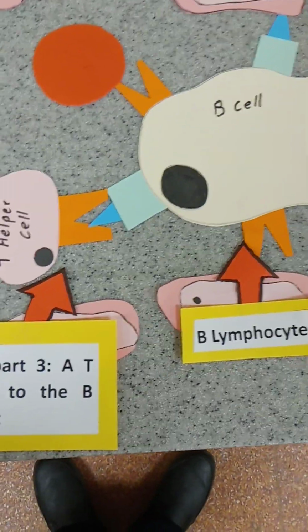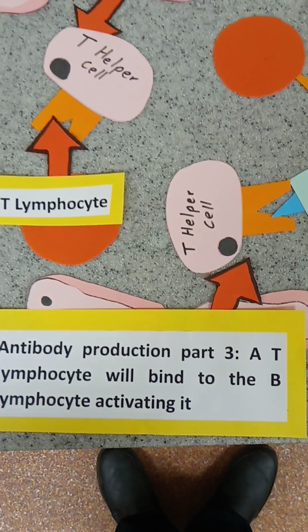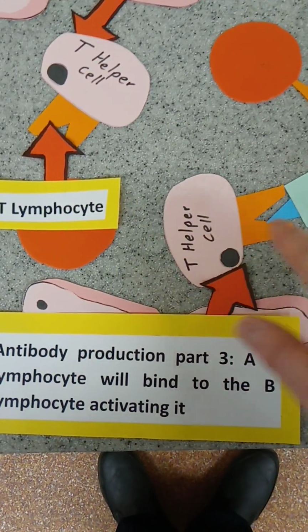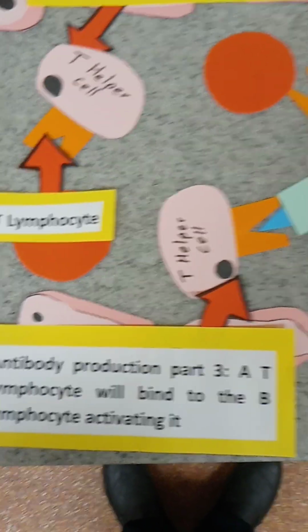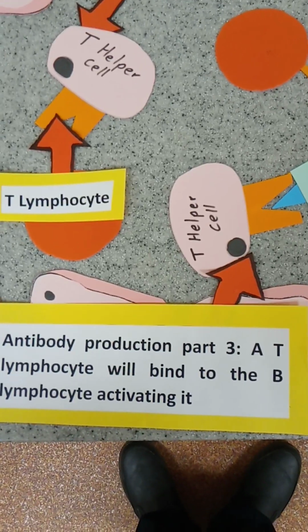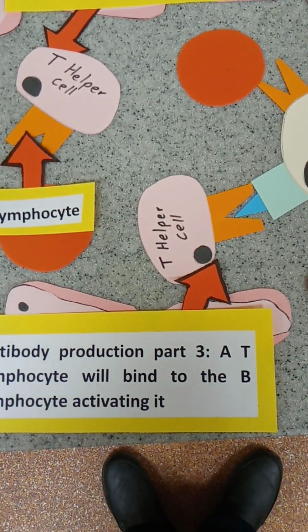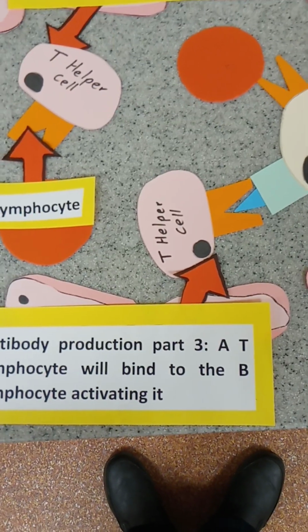Right, to help activate the B lymphocyte, you're going to get a T lymphocyte. So it's called a T helper cell. It will bind onto that B lymphocyte, and that will activate the B lymphocyte properly and cause it to undergo clonal proliferation. Right, so this is where it's going to produce lots of clones of itself.